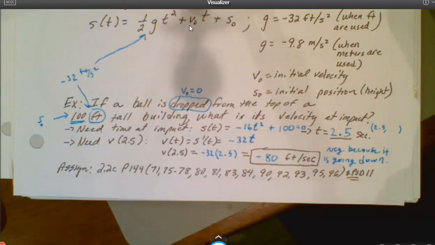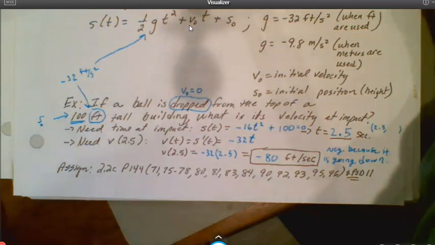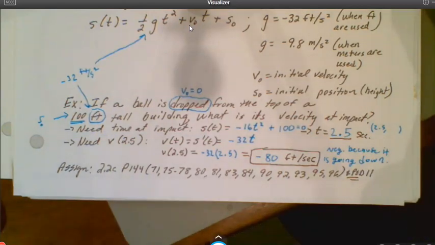V sub 0, again, is going to be 0, right? Because if it's being dropped, not thrown, then it's going to start out with a 0 velocity, like you're just holding it still and letting it go. Right, and then our gravity constant on this one, we're going to use the negative 32 feet per second squared, since this is given to us in terms of feet. And so that's going to go in as our gravity constant.